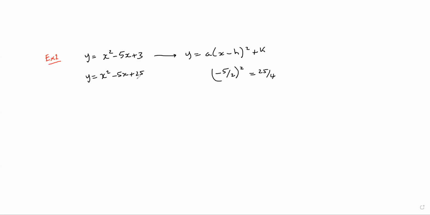So 25 on 4. Subtract that number, don't forget, and then add your 3 back. So these equations are equal. Nothing's changed. The graph would look the same. So now this is your completed square form here, just like you did 2 weeks ago.